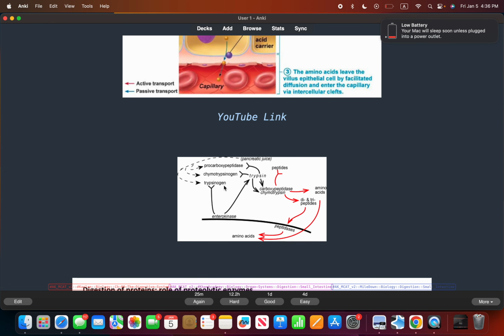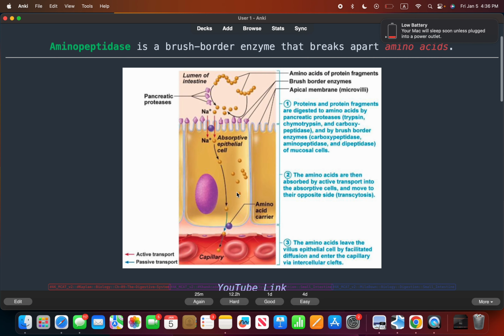And here we have procarboxypeptidase, chymotrypsinogen, pancreatic juice, and trypsin, carboxypeptidase, chymotrypsin, peptidase. Peptides are turned into amino acids, di and tripeptides. We have peptidases, and they turn them into amino acids. We have enterokinase as well, which turns trypsinogen into trypsin.